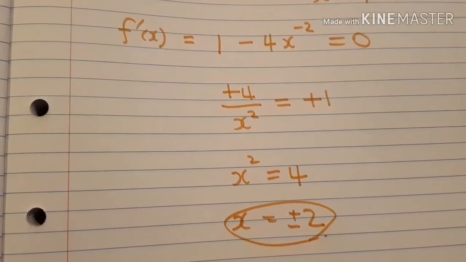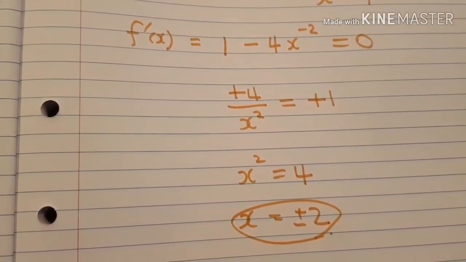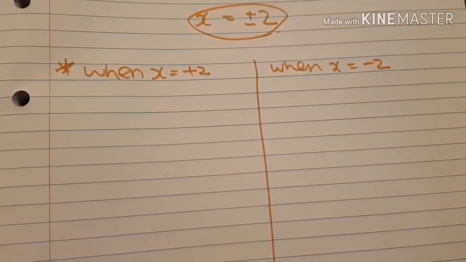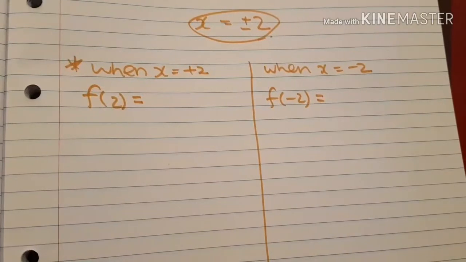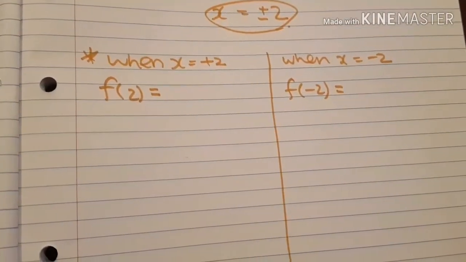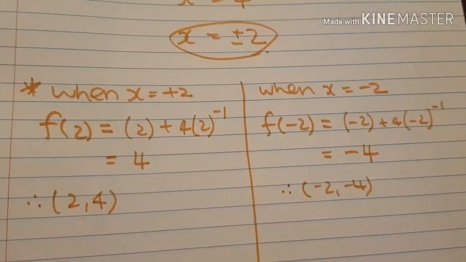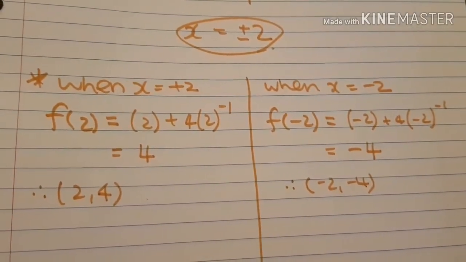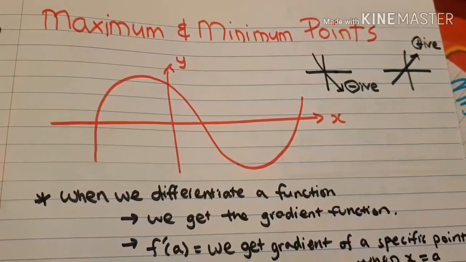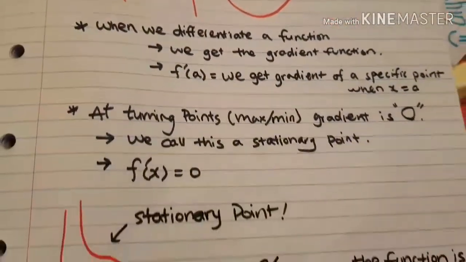Don't forget plus minus. Now I need to check what the corresponding y values are. When x is 2 and -2, to find the corresponding y value, I'm going to put it in the original equation over here, and I'll get my answers like this. Those two will be my stationary points of the curve. So this is what we have covered together: maximum and minimum points of a gradient.